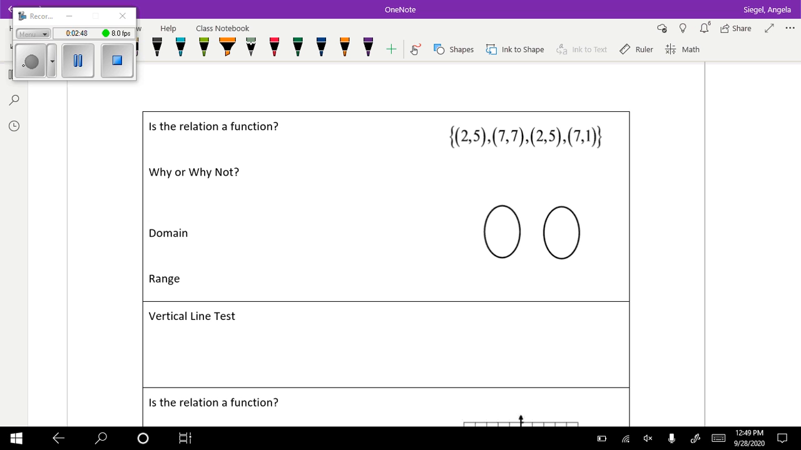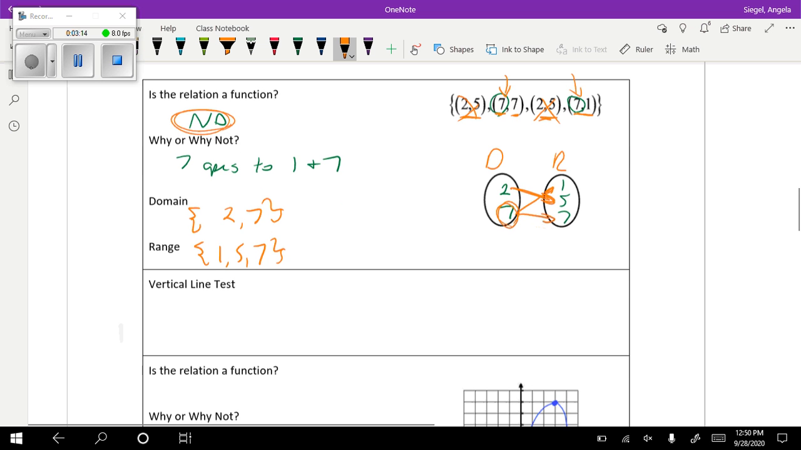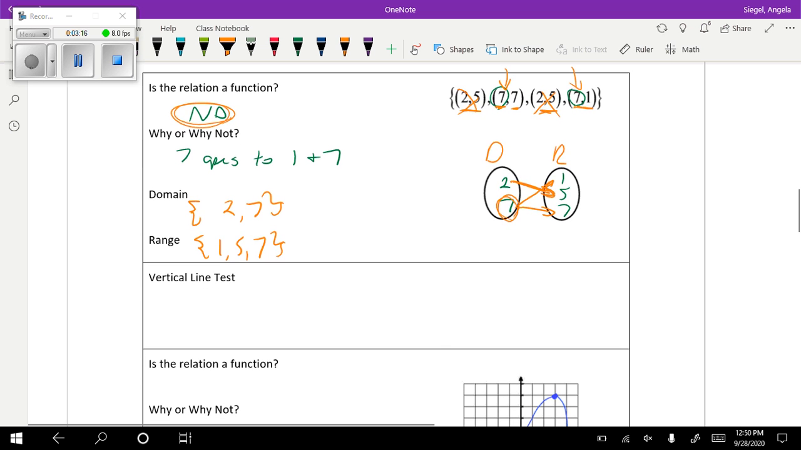Okay, so go ahead and do the same thing here. Okay, so I filled this out. This is what I was wanting to point out. These are the same, so that doesn't really count. But this 7 is going to a 7 and it's also going to a 1. Do you see how the 7 is going into both places? So that makes it not a function. Also, this is the domain and this is the range. Again, just a review from last time. We're going to talk about the vertical line test next.